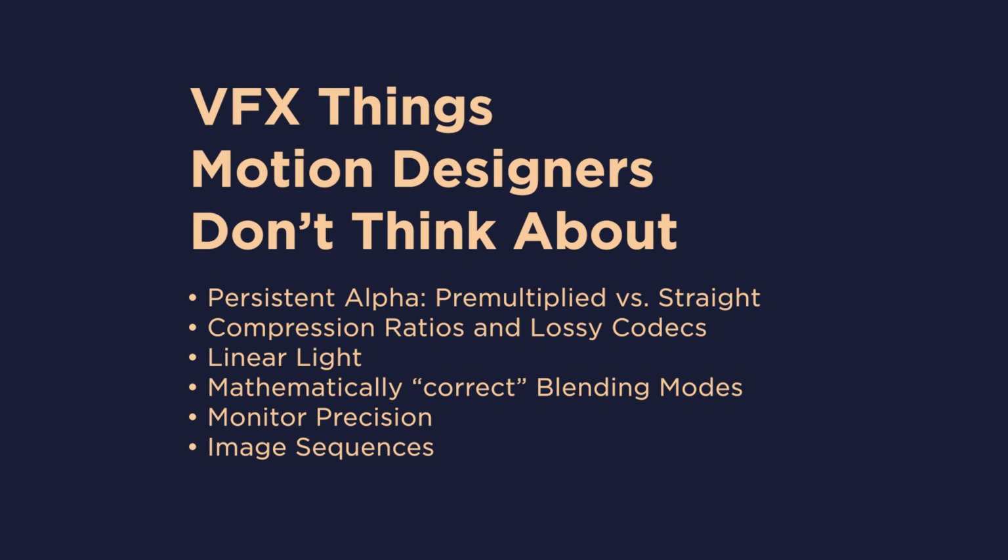Now, compression ratios and lossy codecs. Cameras will introduce compression to images for a couple different reasons. The main one being that they can't support a high enough data rate to be uncompressed. The sensor might melt down. The Red camera is pretty good, but even it can't go fully uncompressed. And the problem that people run into in visual effects is using cameras that introduce a lot of compression.